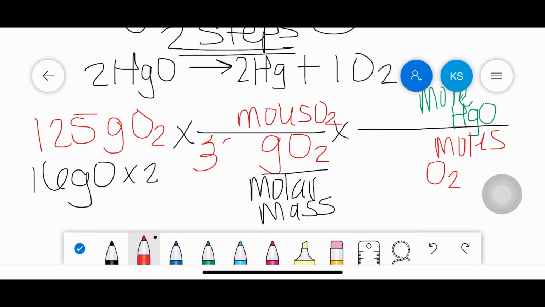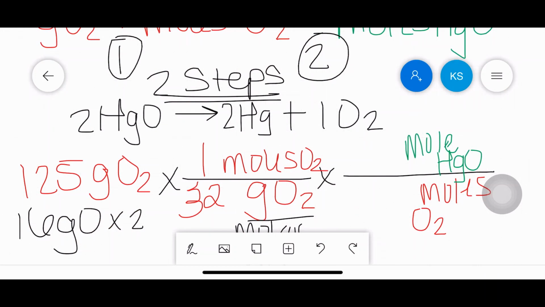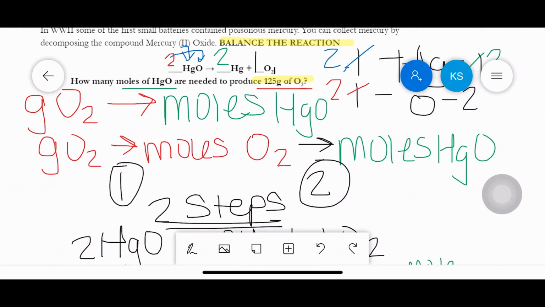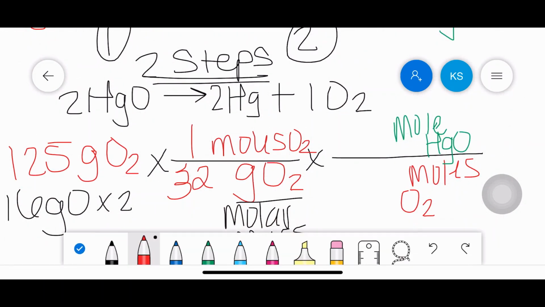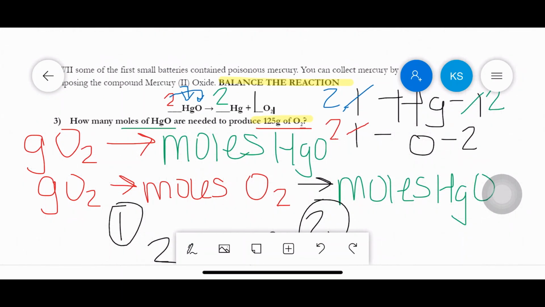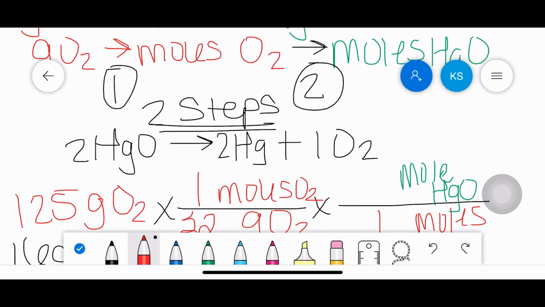We need a molar mass for our oxygen. So 16 grams is the mass of one oxygen atom. However, it's a diatomic, so there's always two together, meaning our molar mass of oxygen is 32 grams and 1 mole over the top, right? Because that's our molar conversion. 32 grams is always equal to 1 mole, or grams is equal to 1 mole, right? That depends on the element you have.